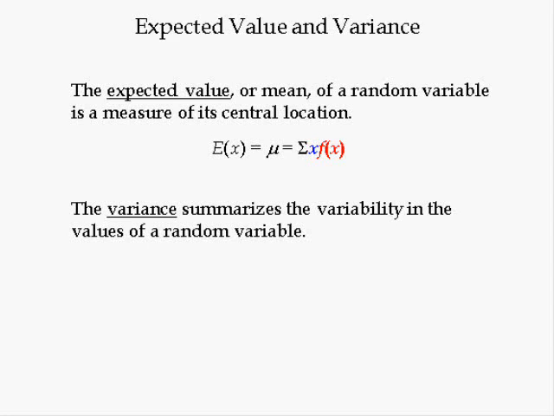The variance summarizes the variability in the values of random variable x. The variance of random variable x is denoted sigma squared. It is computed by first subtracting the mean from each value of x, squaring these deviations from the mean, and then multiplying each deviation by the probability, which is shown in red.